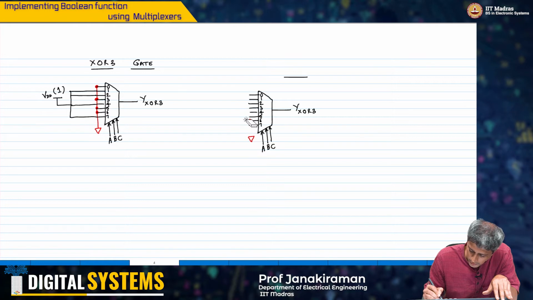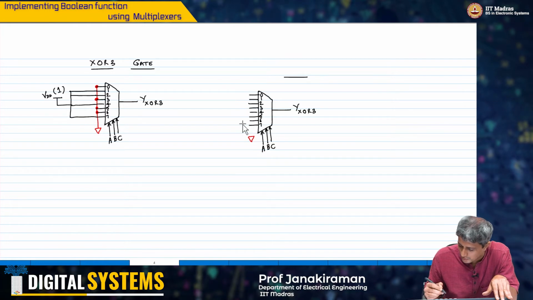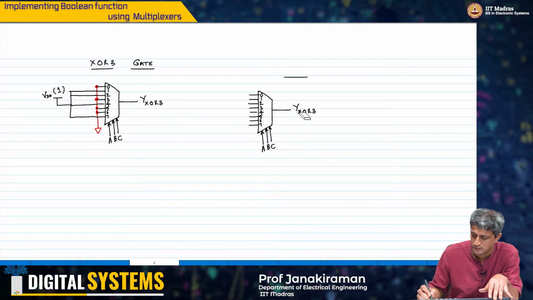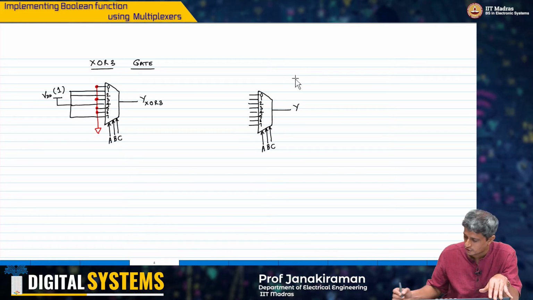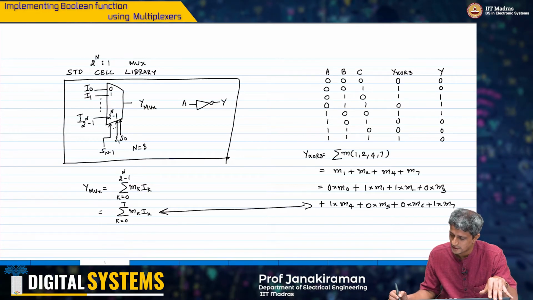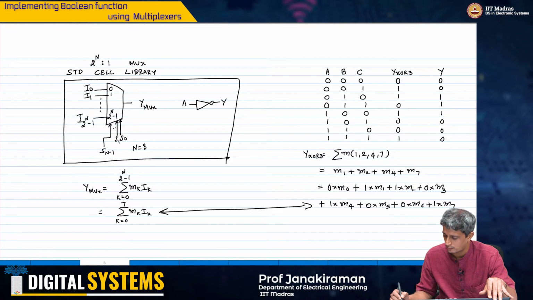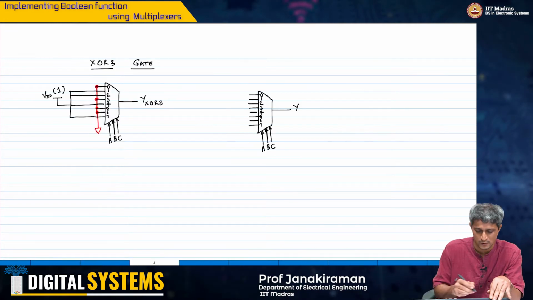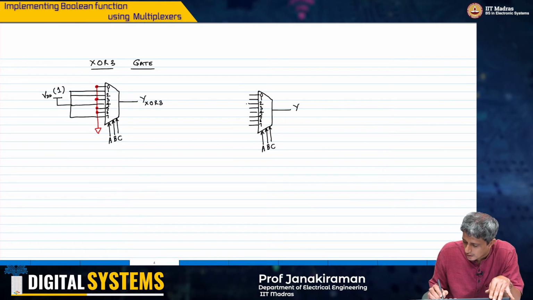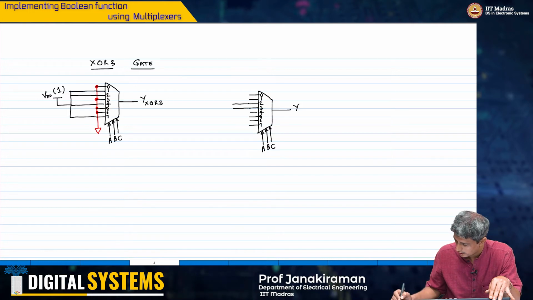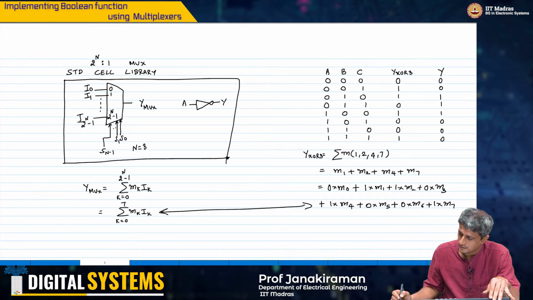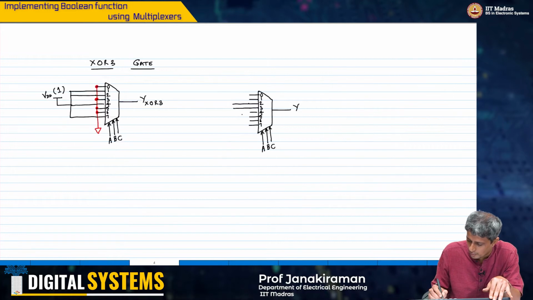Now if I wanted to therefore implement this, let me just take all this off. Okay. So I want to implement this function y, which is basically M0, M1, M2, M3, M4. So if I were to implement that, then I just do M2, M3 and M4.